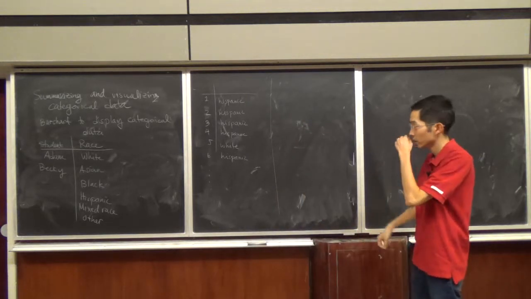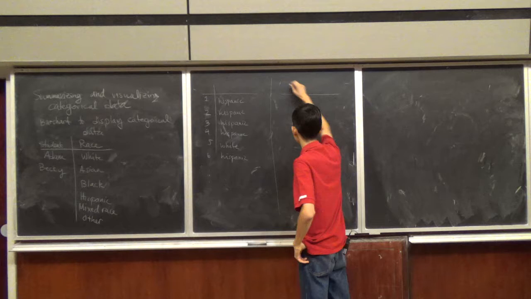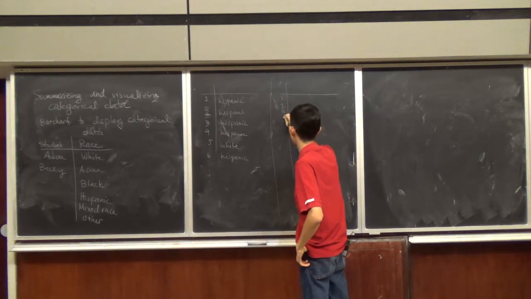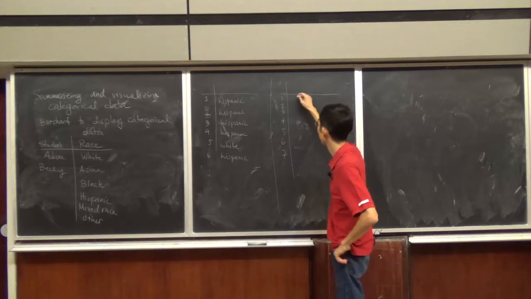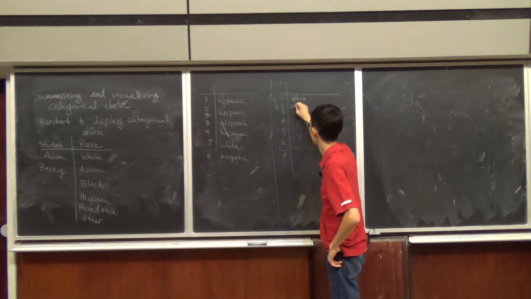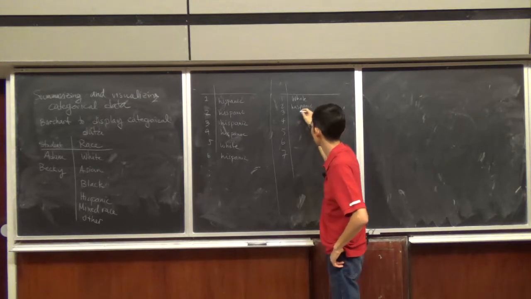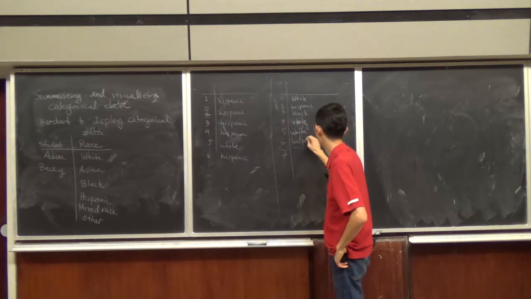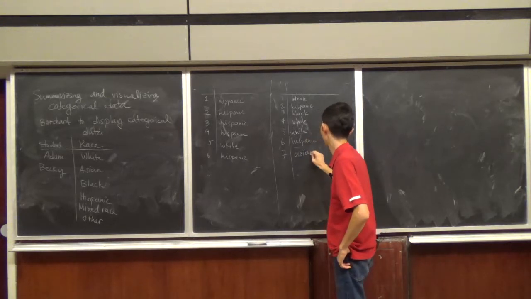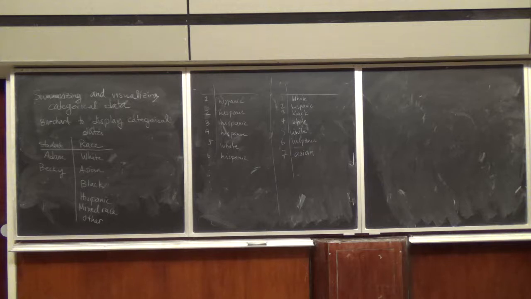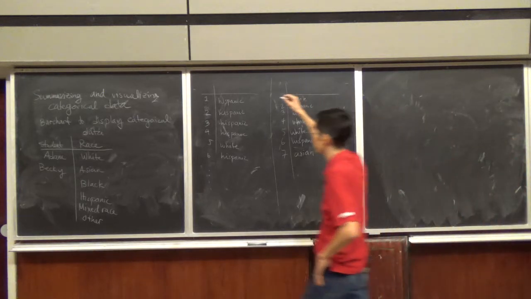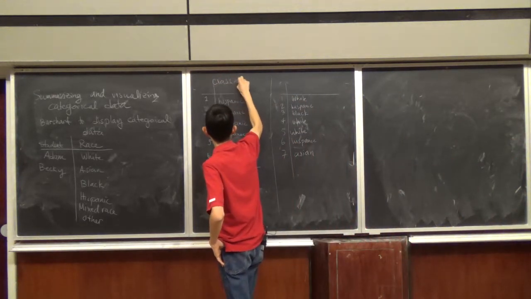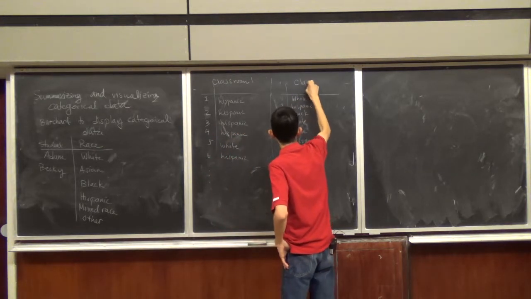Whereas if we visit another classroom, we list out the students. Maybe we have white, Hispanic or Latino, Black, white, Hispanic, Asian. Okay. All right. So this would be the underlying data. This would be classroom 1, classroom 2.